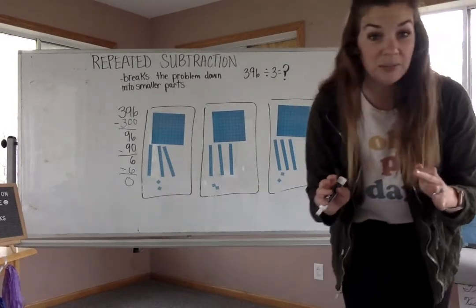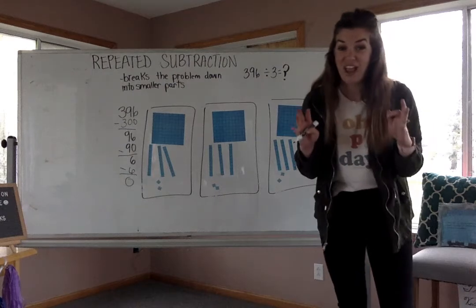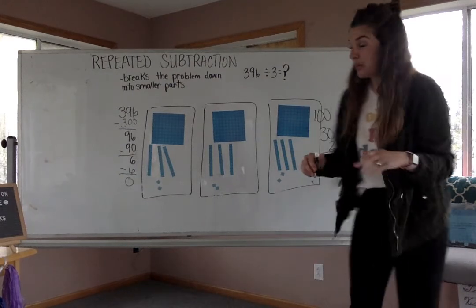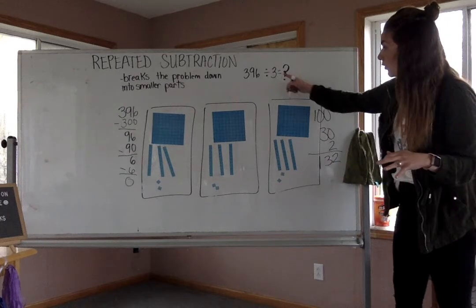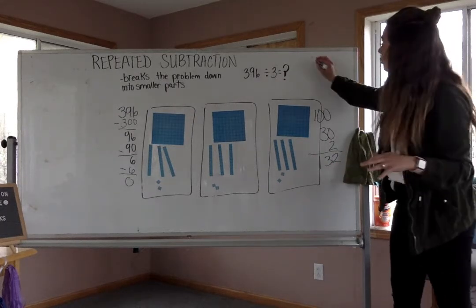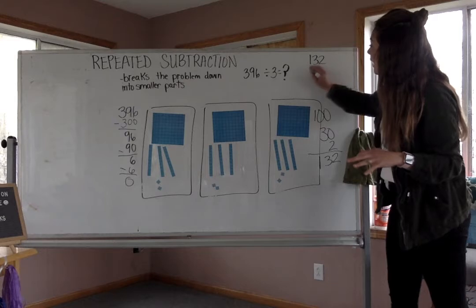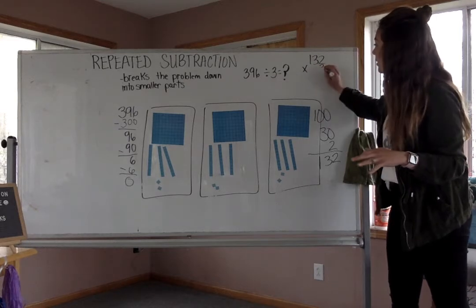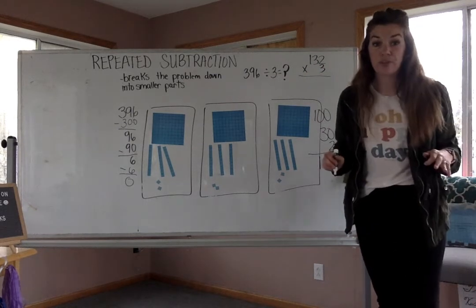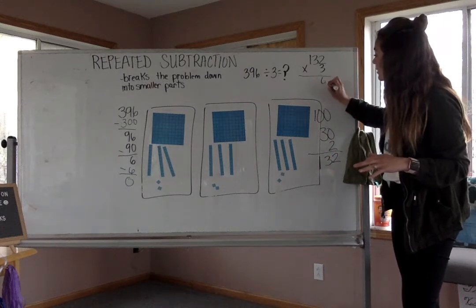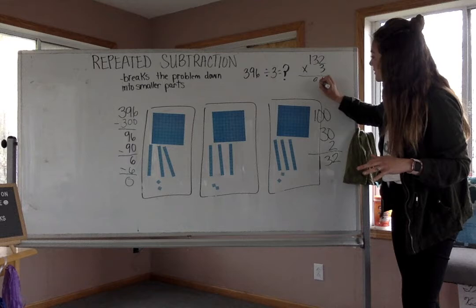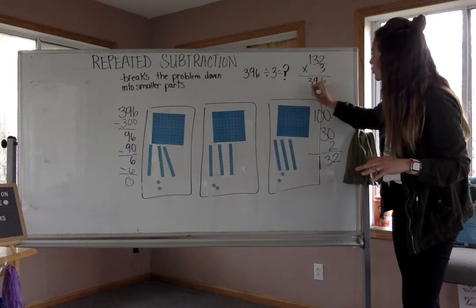Now, let's just check to make sure. I don't want Pirate Pete to have any arguments on his ship. So here's a great way to check if you're right. We're going to take this quotient, or the answer to this problem, 132, and we're going to multiply it by 3. I'm going to use the standard algorithm for multiplication to find out if we're right. 3 times 2 is 6, 3 times 3 is 9, and 3 times 1 is 3.